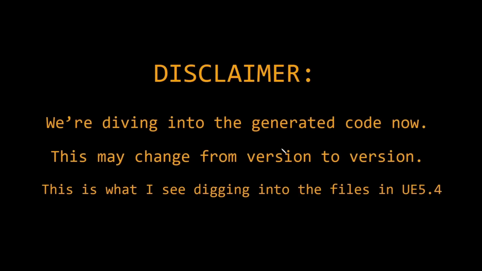All right, now that we've seen what reflection is, how it's used, how it can be used, and what it can do, we can now start going into the generated code. And so I just want to give a disclaimer that this is generated code. You're not really supposed to be modifying this stuff. You let it generate.